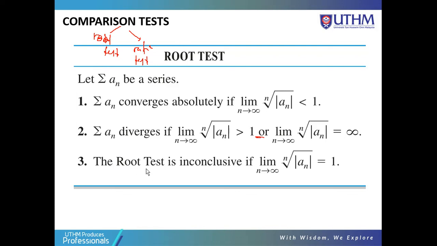If you determine the limit and the answer is equal to 1, this is inconclusive. That means you need to use other tests, because the root test is not suitable. So you need to find another test and then determine whether the series is convergent or divergent. This is an example.